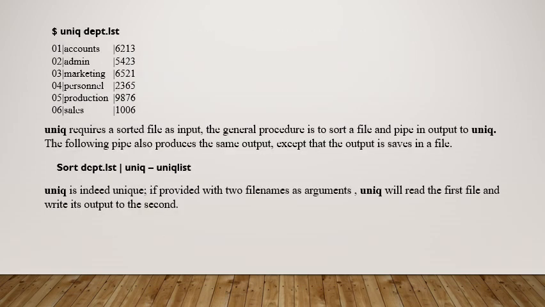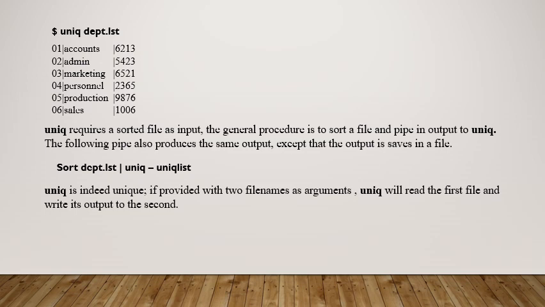After viewing that file, I've used the uniq command, which helps you get only one copy of repeated lines. As you can see, the repeated lines in the previous example were accounts and marketing. Now you will get only one line with the help of the uniq command. First, what does the uniq command do? First, it sorts the file.